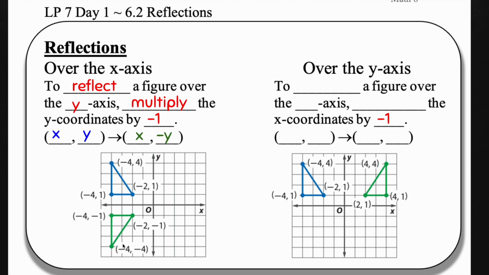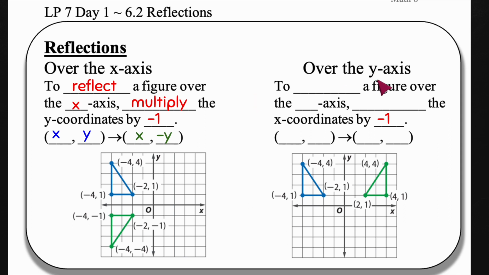We can see that in each one of these. Take -4, -4. If I look at the vertex on the top, that's -4, 4. So the y-coordinate flipped signs. Same thing on this one for -4, -1. I can see that it's going from -1 to +1, but the -4 is staying the same because it's still on the same x-coordinate. That hasn't moved. It's just changing the y-coordinate.